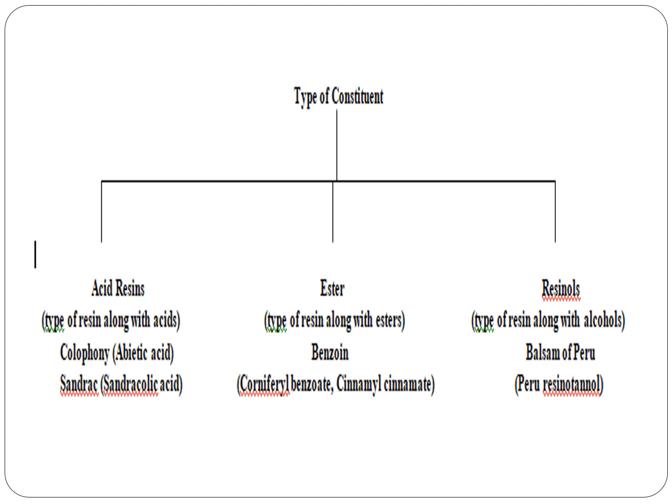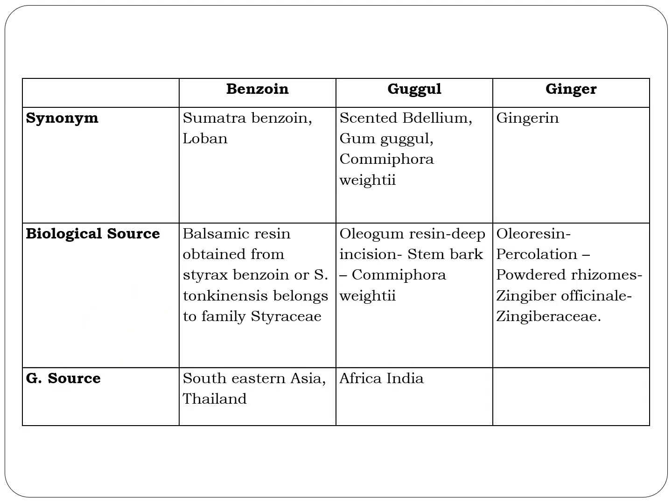In the acid resins, the examples are abietic acid, which is present in colophony, and sandaracolic acid, which is present in sandarac. In the case of ester resins, the examples are coniferyl benzoate and cinnamyl cinnamate, which are present in benzoin. And for resinols, Peru resinotannol is the example, which is present in balsam of Peru.